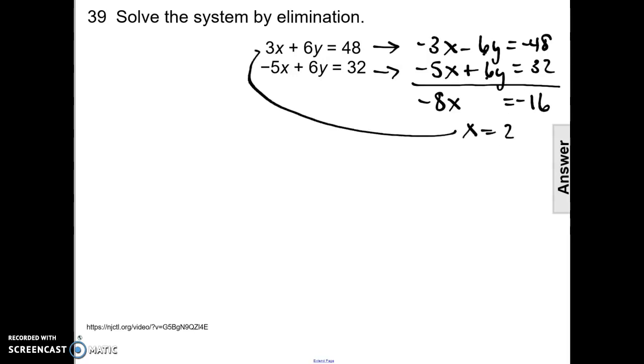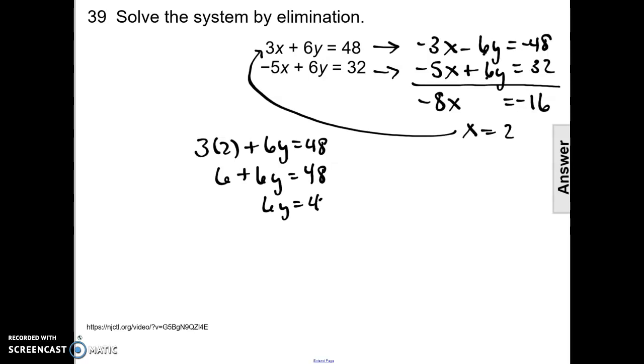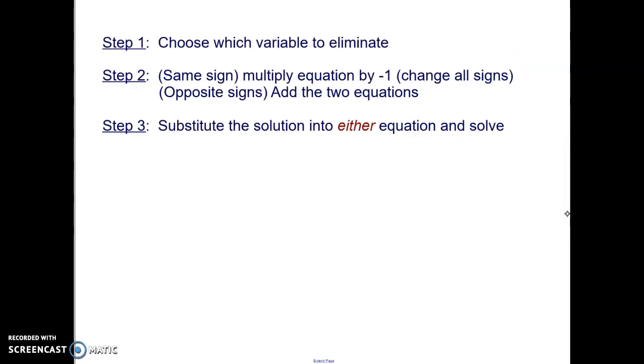I will go back and plug that into this other equation. 3 times 2 plus 6y equals 48. 6 plus 6y equals 48. 6y equals 42, and y equals 7 for an answer of 2, 7. So those are the steps to solve by elimination.